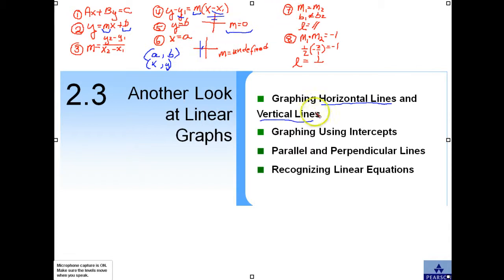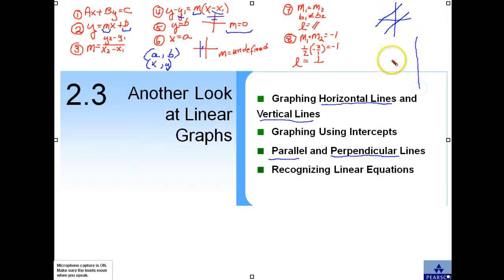Now, two other things we're going to be doing as we talk about parallel and perpendicular lines. If the slopes are the same, and this slope is this one, and this slope is this one, and these slopes are the same, and then the y-intercepts are different, then the lines are going to be parallel. Slopes are the same, y-intercepts are not the same, the lines are parallel.